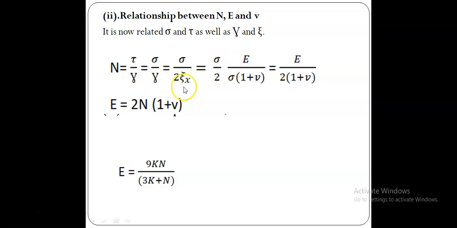That is, gamma is equal to 2 into epsilon x. Epsilon x is the linear strain, which is equal to sigma by E into 1 plus nu. Therefore, sigma by 2 into E divided by sigma into 1 plus nu is equal to E divided by 2 into 1 plus nu, and therefore E is equal to 2n into 1 plus nu.